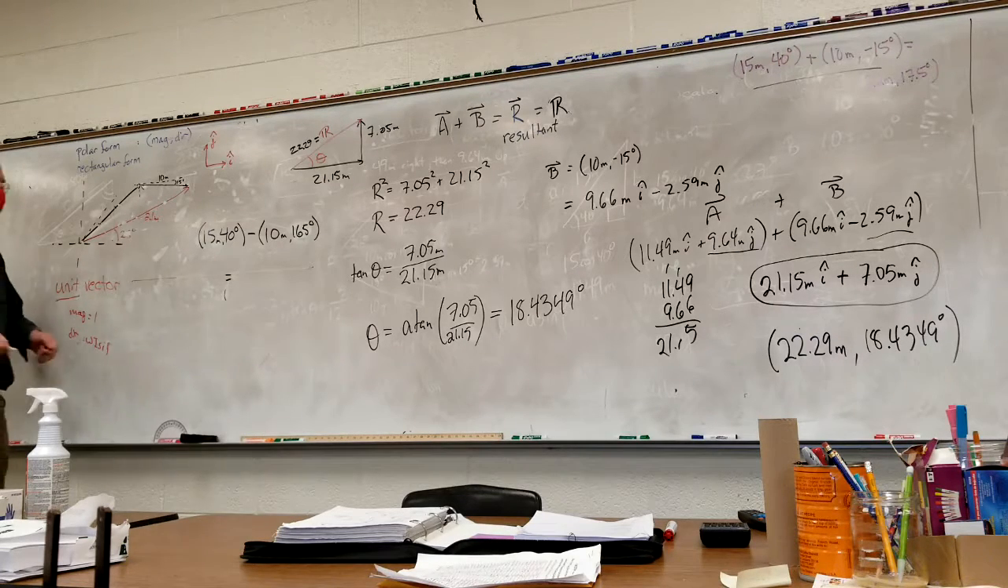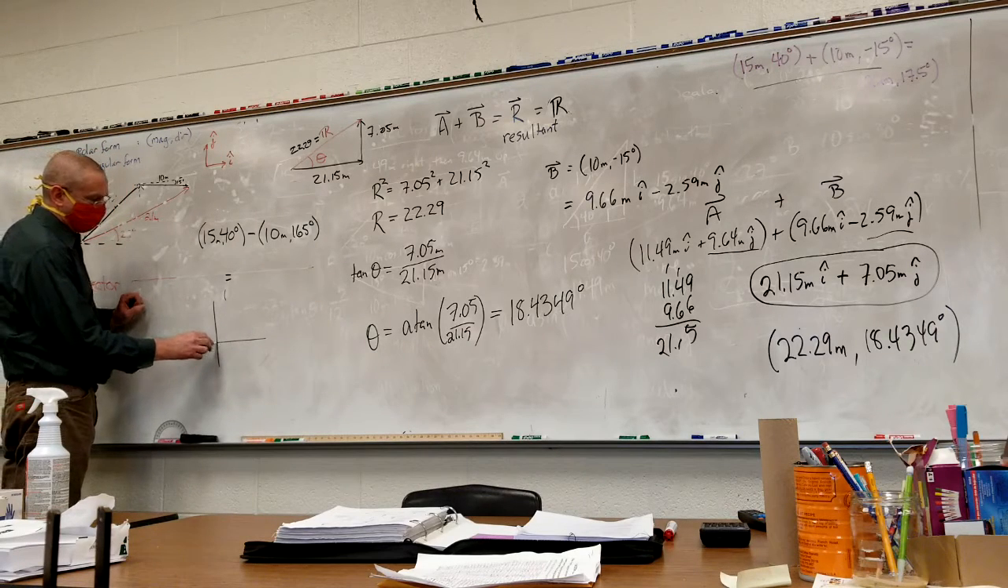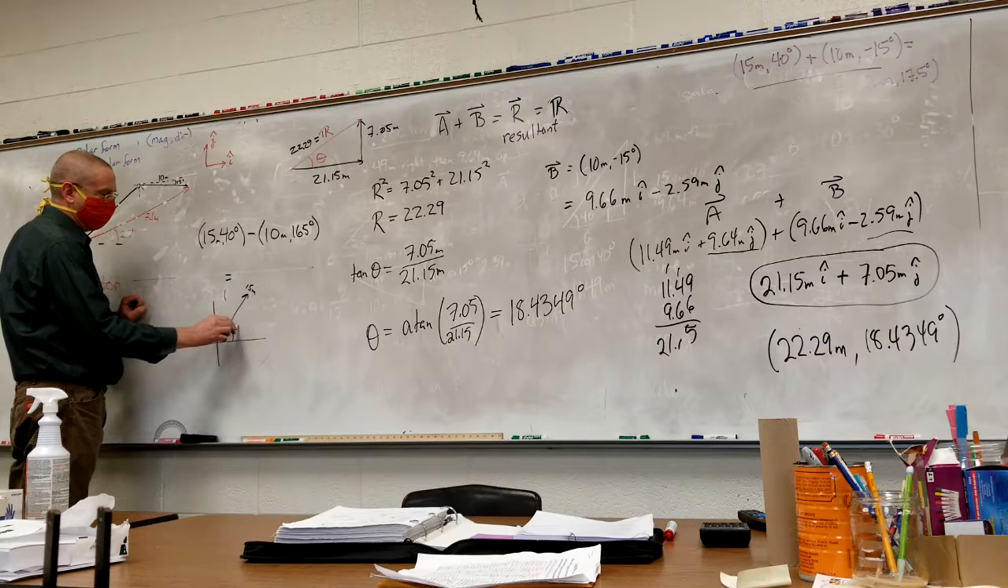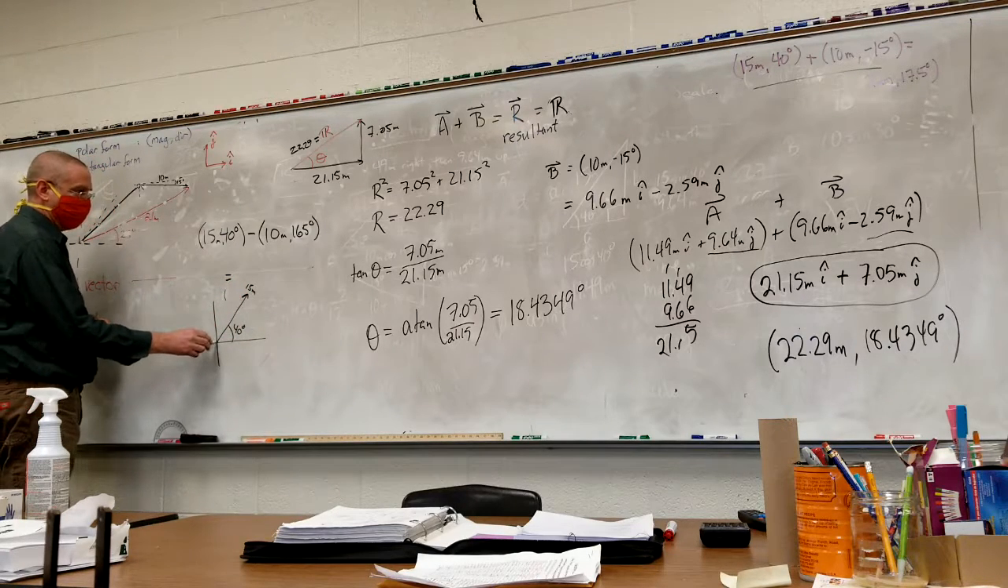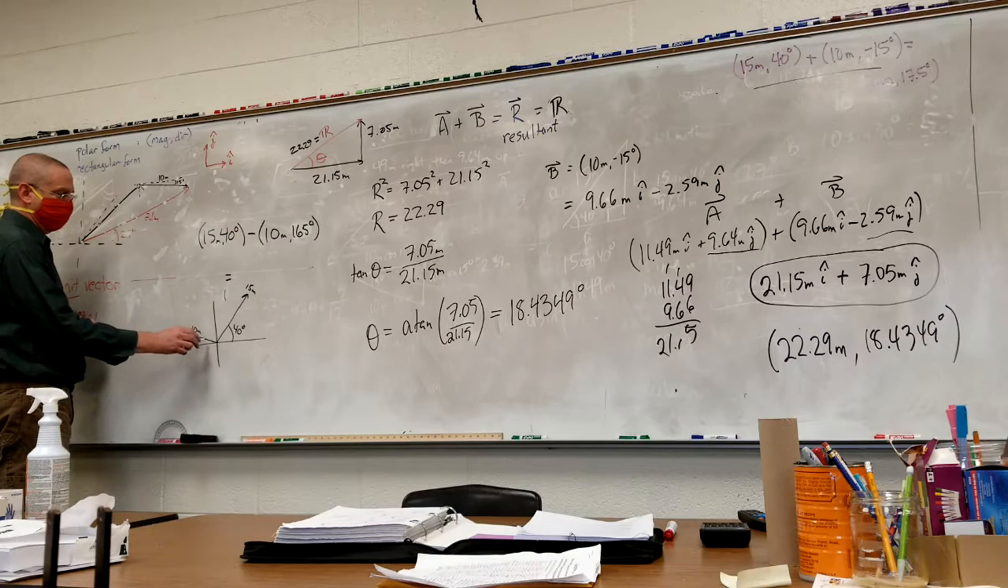Well, let's draw these two vectors up. Maybe that will bring it up. Let's see, get a coordinate system here. So 15 meters, 40 degrees is roughly something like that. So that's 15 meters, 40 degrees. And 10 meters, 165 degrees. It's going that way. It's 10 meters, 165 degrees.